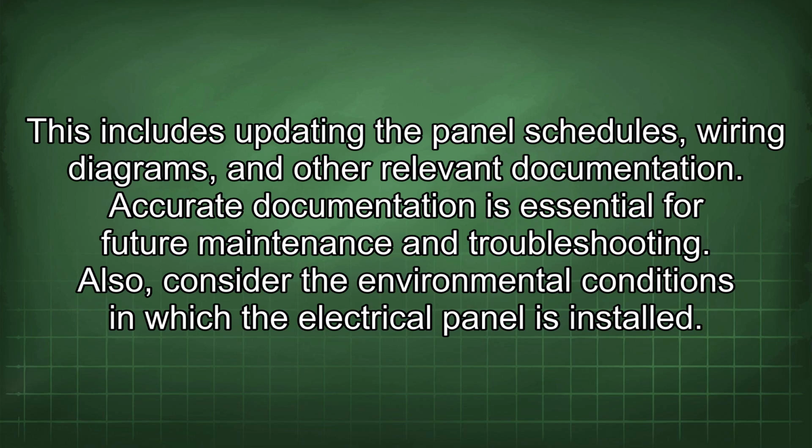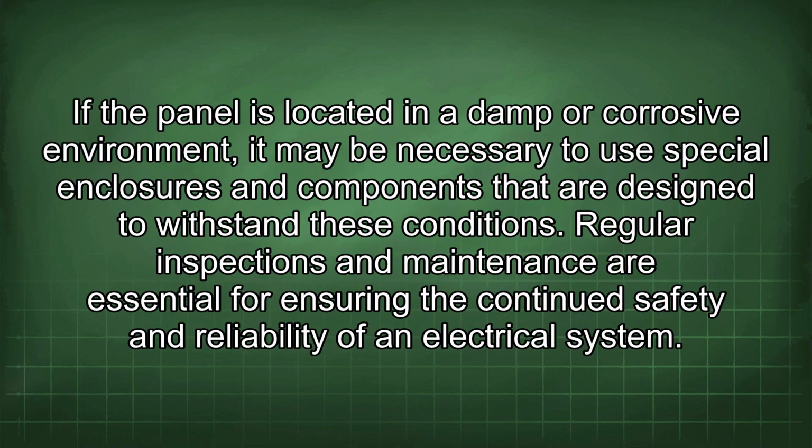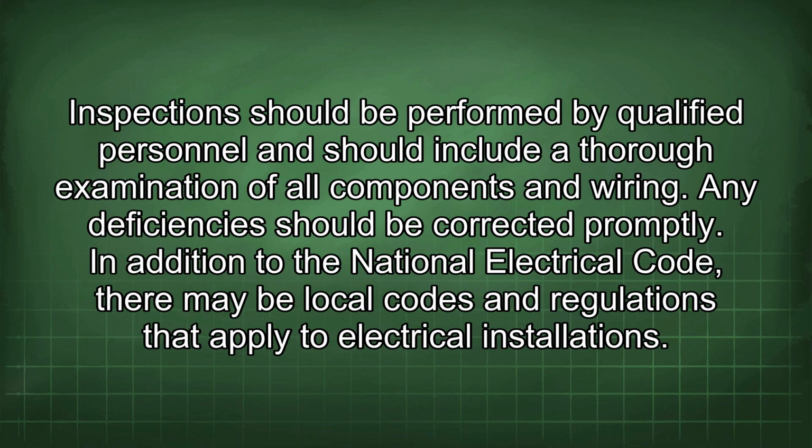Also, consider the environmental conditions in which the electrical panel is installed. If the panel is located in a damp or corrosive environment, it may be necessary to use special enclosures and components that are designed to withstand these conditions. Regular inspections and maintenance are essential for ensuring the continued safety and reliability of an electrical system. Inspection should be performed by qualified personnel and should include a thorough examination of all components and wiring. Any deficiencies should be corrected promptly.